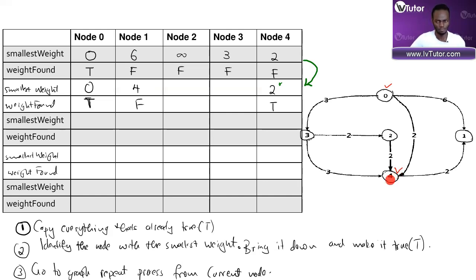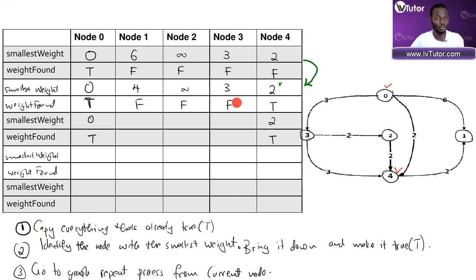Where else can we go from 4? Well, that's it. So you copy everything else downwards, which means we copy our infinity here, false, our 3 here, false. And then we go to the next iteration. Repeat your steps. Copy everything that's already true. So in other words, we copy 0 here, we make it true. We copy 2 here, we make it true. Step number 2, identify the node with the smallest weight, move it down and make it true.